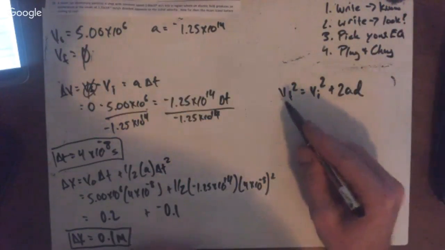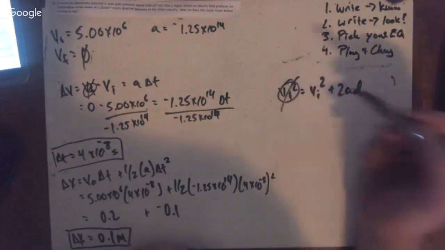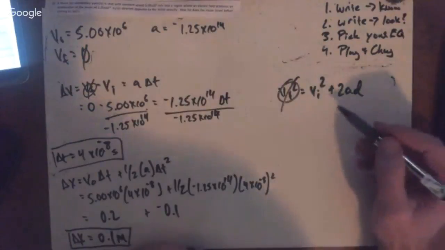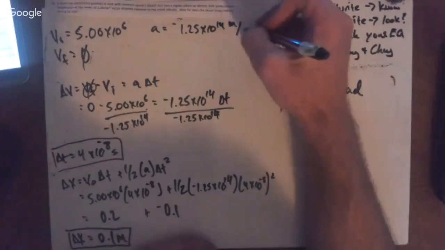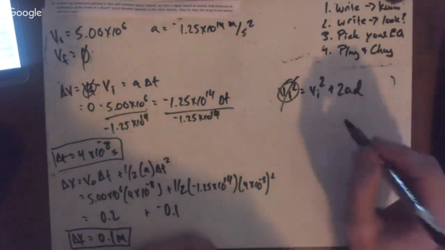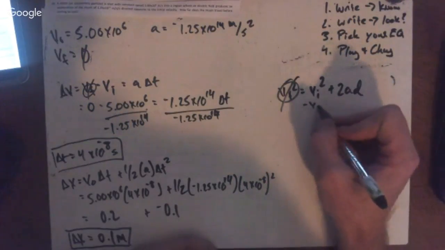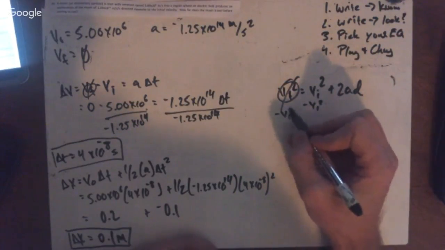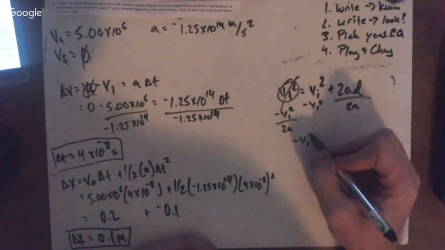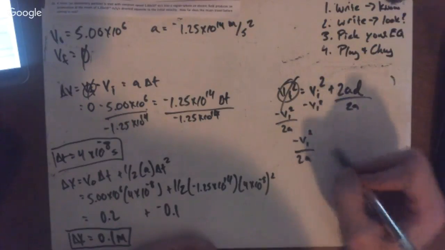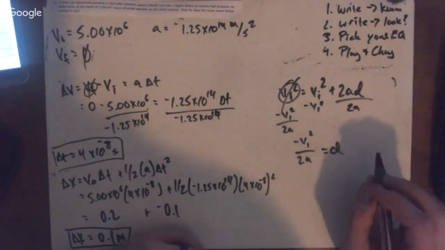Okay, so VF squared equals VI squared plus 2AD. We know VF because it's 0. We know VI because it's given to us. We know 2 because it's 2. We know acceleration because, again, it's given to us. Now all we have to do is solve for D. So if we subtract VI squared from both sides and divide both sides by 2A, we have negative VI squared over 2A equals D. Okay, number 4, plug and chug.